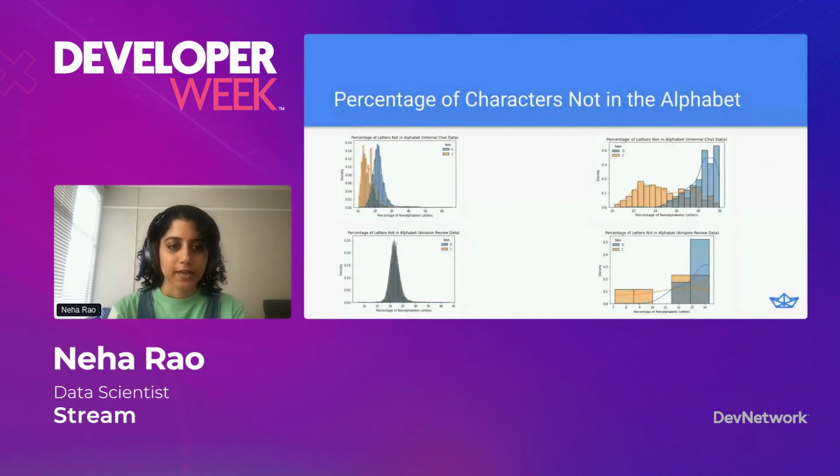So I also tried percentage of characters that are not in the alphabet. Once again, you can see some really nice separation for our internal chat data. Not so much for the Amazon review data. If you kind of zoom in on the low percentage areas, you can see some separation, nothing super significant, but this could be useful.